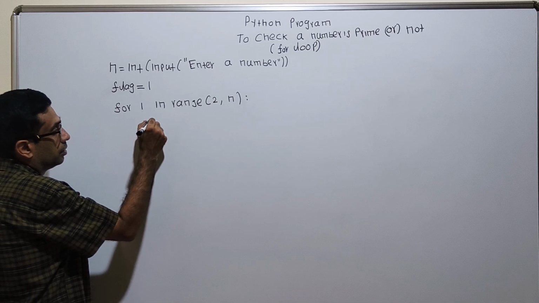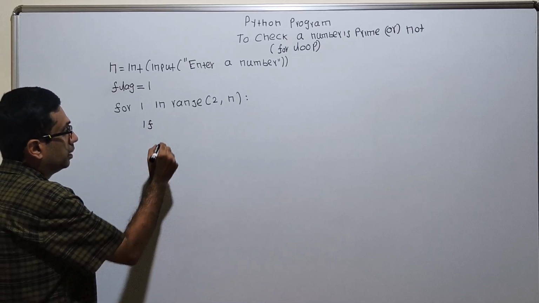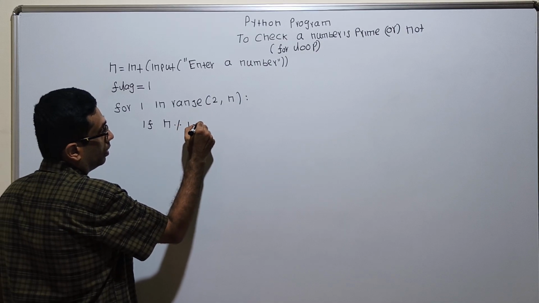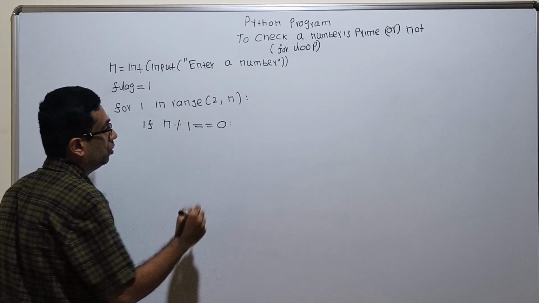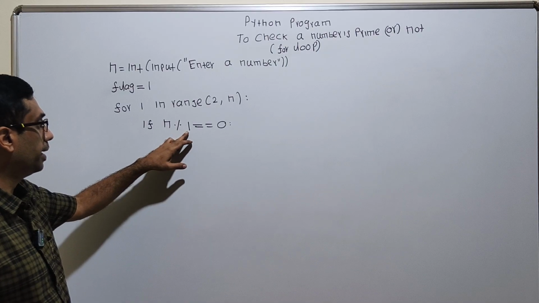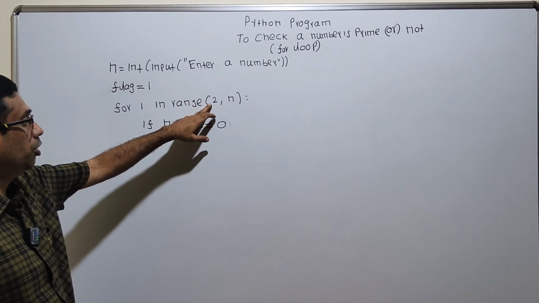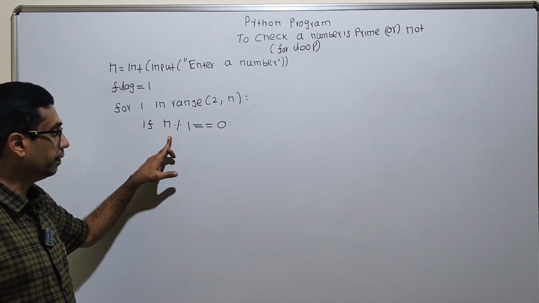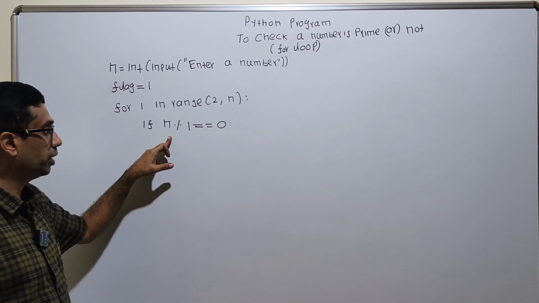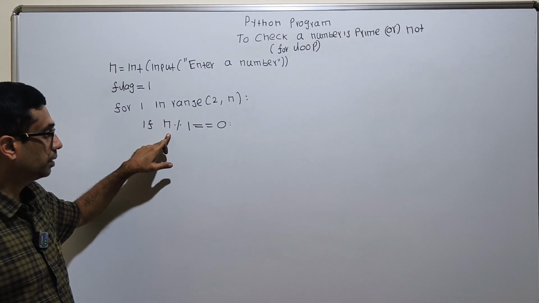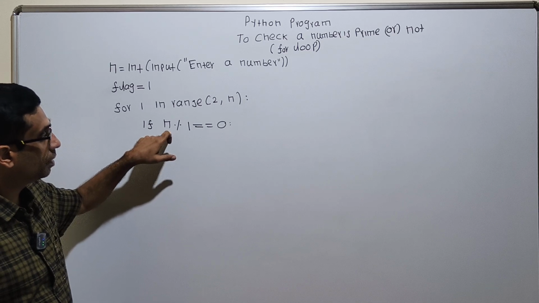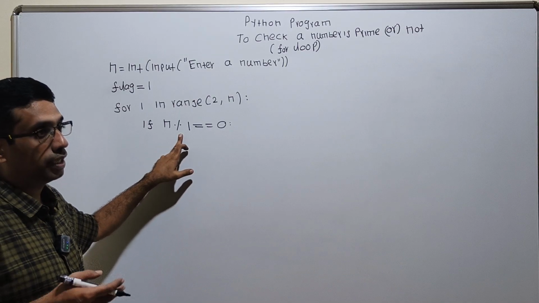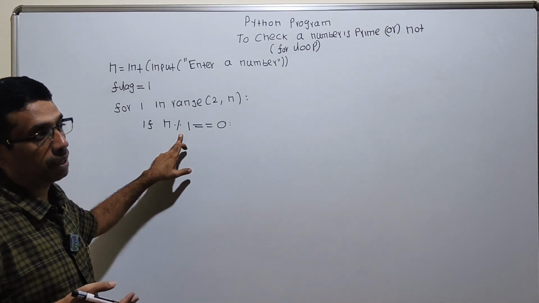Here I am giving if n modulo i double equal to 0. When you divide n by i, because the i value will go from 2 to n minus 1, a prime number will completely divide by itself and 1 only. That means when you divide the prime number by itself or by 1, then only the remainder will be 0. For other numbers, the remainder is not 0. For example, 7 and 13 are prime numbers.